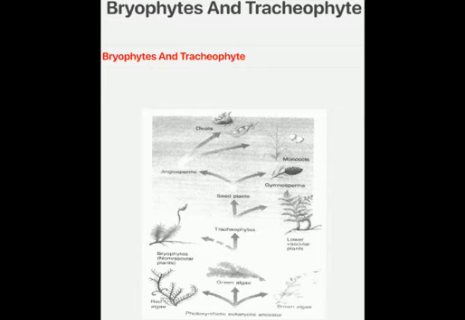You all know how an index is made. First you have to leave a page, then write 2 or 3 pages for an index, then leave a page and then start the title of chapter 6, Bryophytes and Tracheophytes.